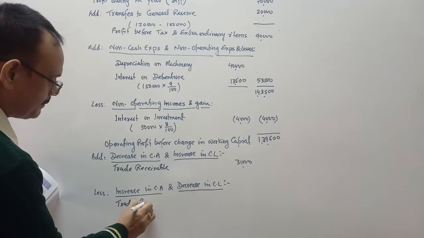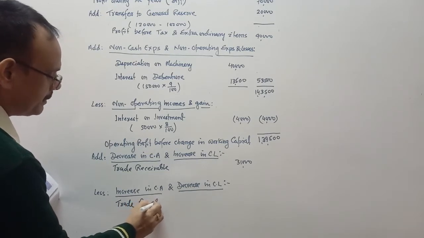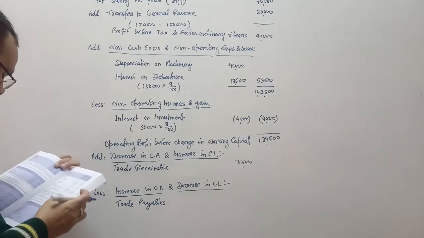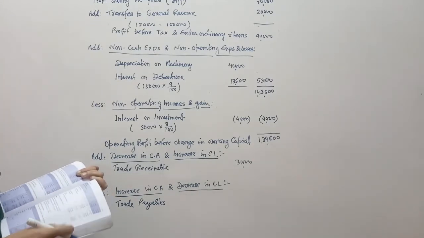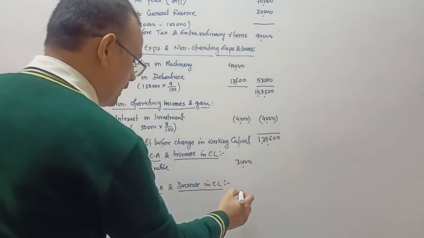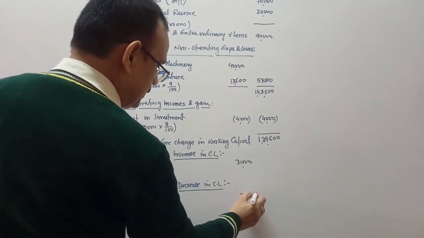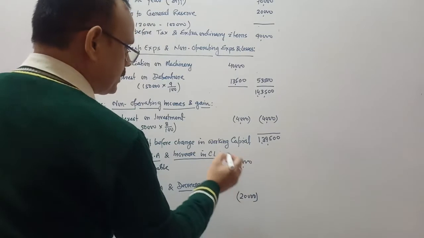Trade payables is reduced from 60,000 to 40,000. So it is reduced by 20,000. This will be deducted. Okay, there is no other item.